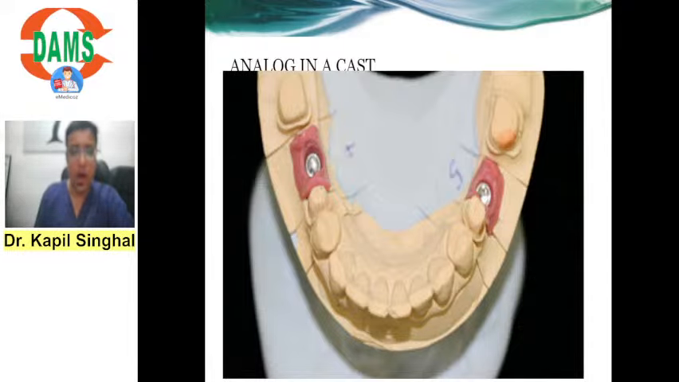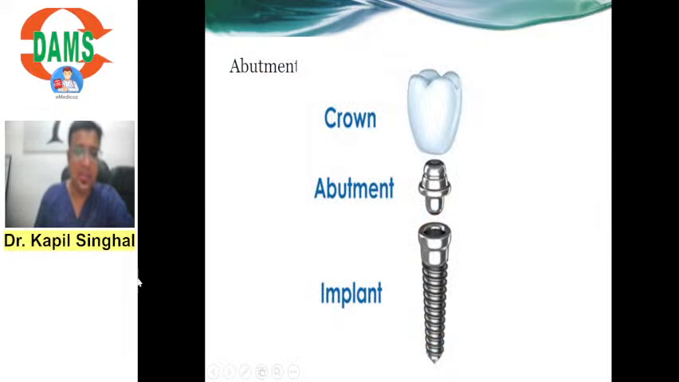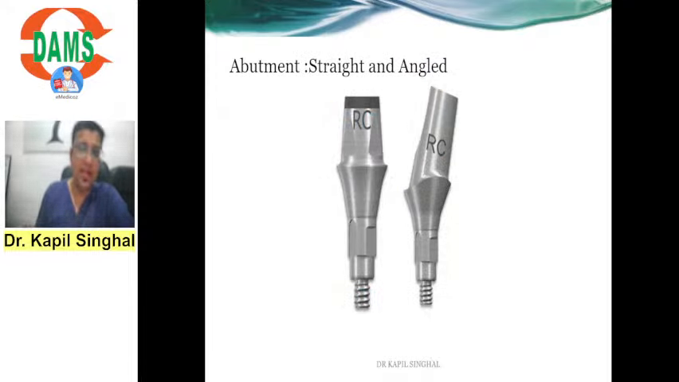Okay. Once this model is ready, the next thing that you may require is known as an abutment. So what is an abutment? An abutment is something that connects your implant to the crown. So next is to choose a correct abutment. You basically have three types of abutment. One is a straight abutment, one is an angled abutment.